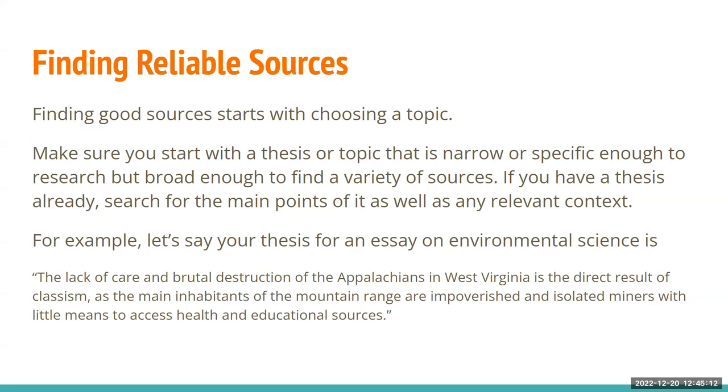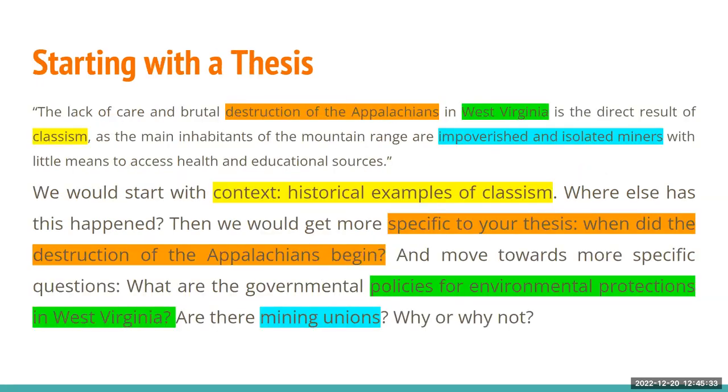For example, let's say your thesis for an essay on environmental science is the following. The lack of care and brutal destruction of the Appalachians in West Virginia is the direct result of classism, as the main inhabitants of the mountain range are impoverished and isolated miners with little means to access health and educational resources. So starting with that same thesis, we're going to highlight the key words of it so that way our research can be guided by our thesis.